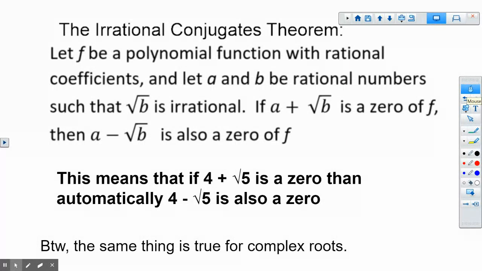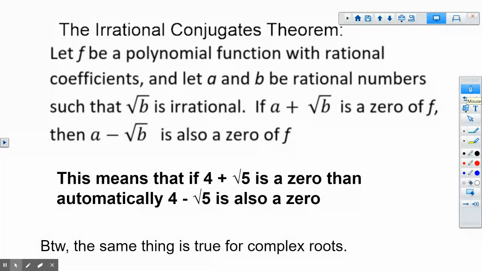Let's see. The irrational conjugates theorem basically says that if you have an irrational number as one of the zeros of a polynomial, then its conjugate is a zero also. So if a plus the square root of b is a zero of f, then a minus the square root of b is also a zero.